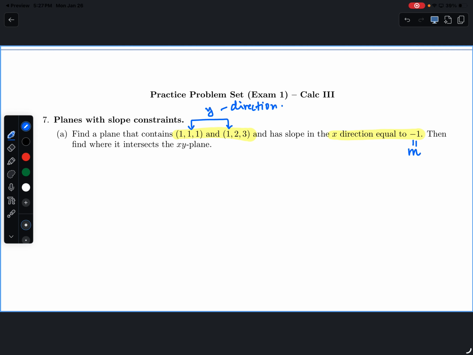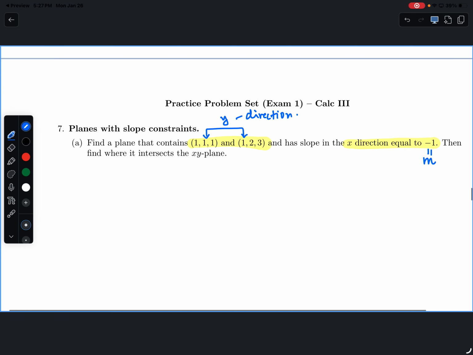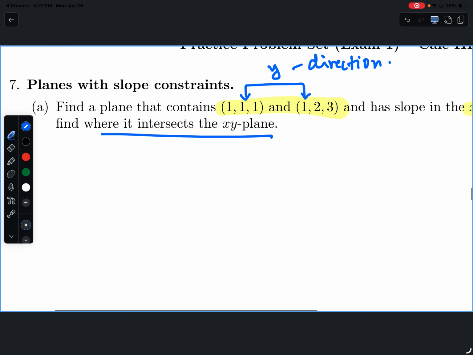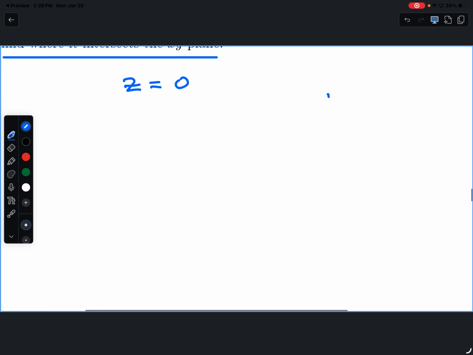But there's also another question, which is to find where it intersects the xy plane. It means I should substitute the value of z to be 0. Why 0? Because that's where the xy plane is. Yeah, so these are small things that you should know when you're trying to talk about these things.